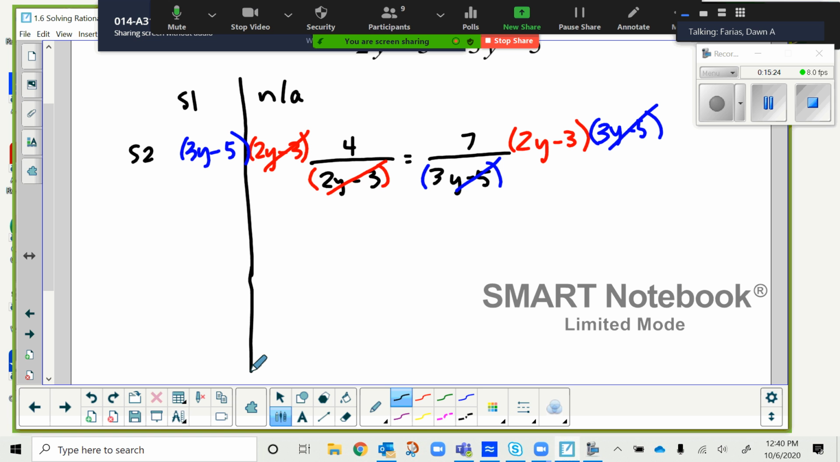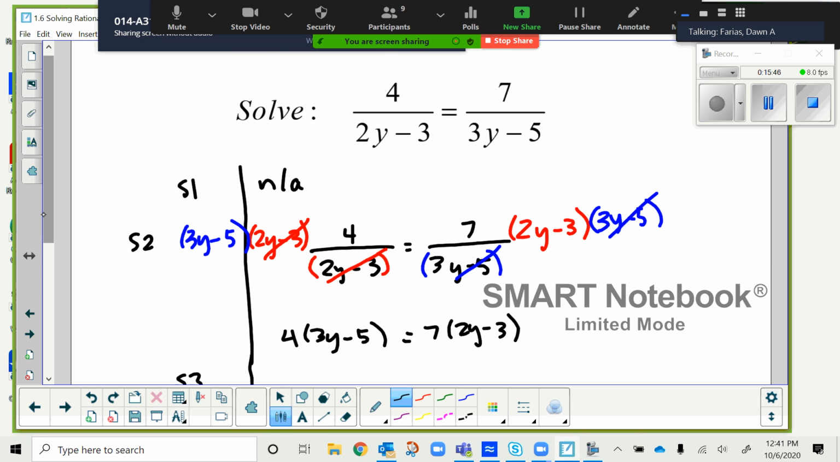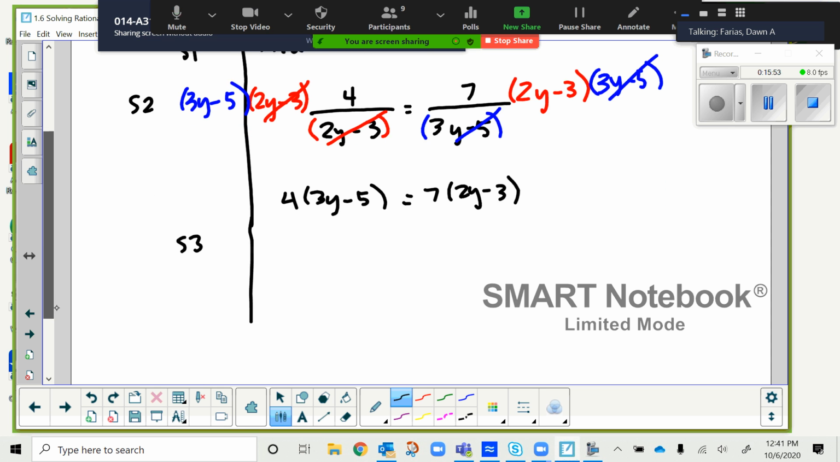And then here's what we have left. On the left, we still have a 4, and we still have a 3y minus 5. And on the right, we have 7 and a 2y minus 3. And that's where the shortcut, your butterfly method, comes from, if you remember that. 4 times 3y minus 5, 7 times 2y minus 3. That's where we get that from.